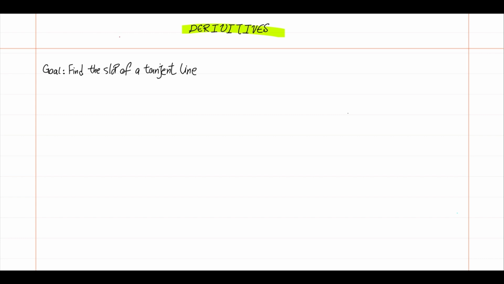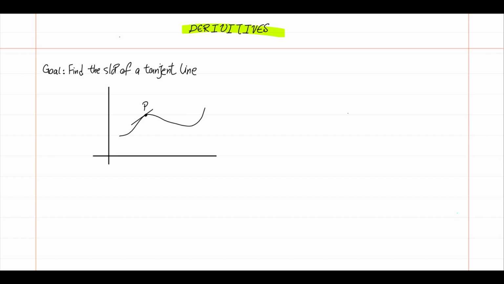So a function has a curve representing it. We plot that curve on a coordinate system. This curve is made up of different points, and the derivative is supposed to give us the slope of the tangent line at each of those points.